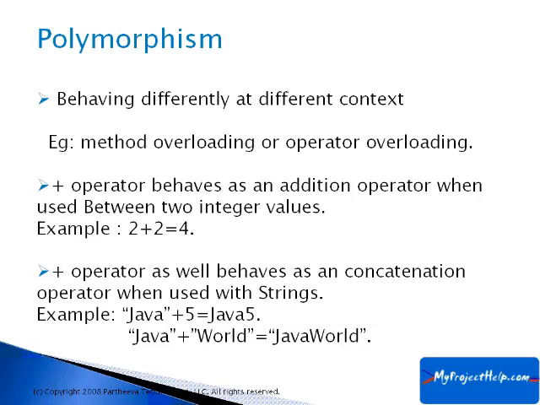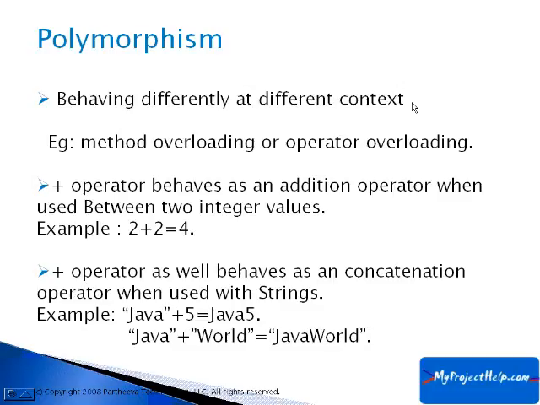So the next feature of OOPS is polymorphism. What does that mean? It means behaving differently in different contexts. So what does that mean? The best example for this is method overloading or operator overloading. So what is that?